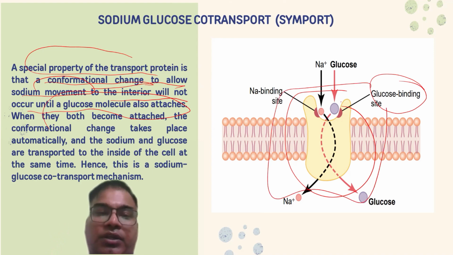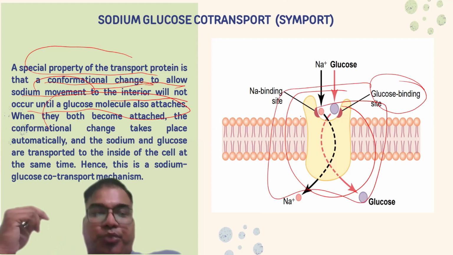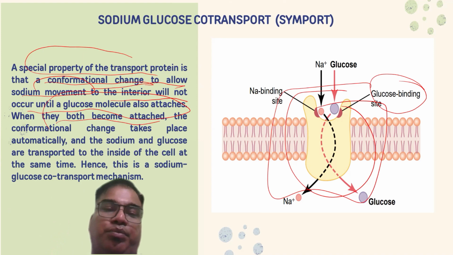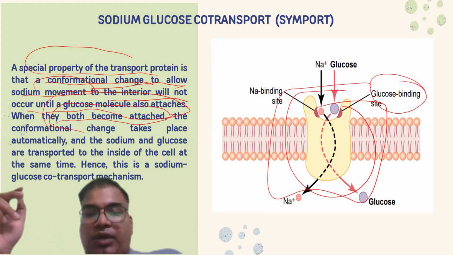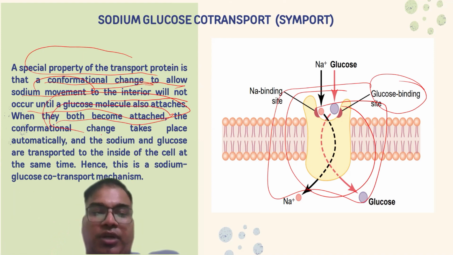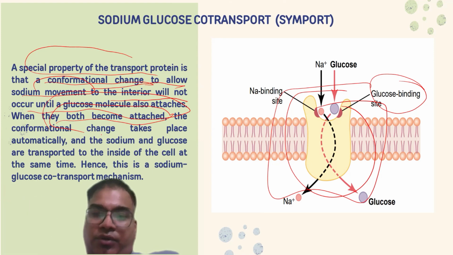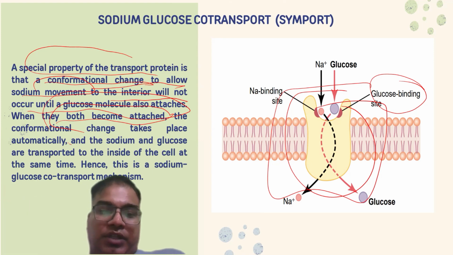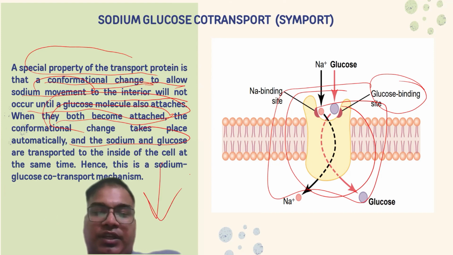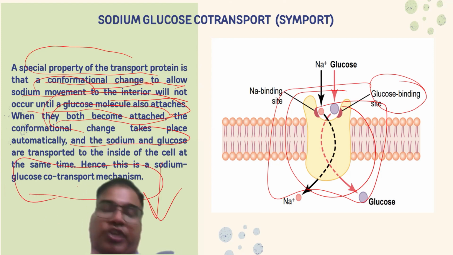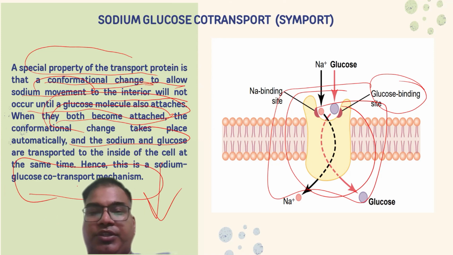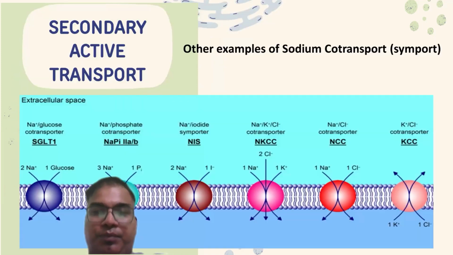with that particular transport protein. So when these two ions or molecules are attached to that transport protein, then the movement of the ions or chemical compounds takes place, and that will cause the movement of sodium and glucose in the same direction, inside the cell. It is called sodium glucose co-transport. It is in the same direction. It is also called symport.